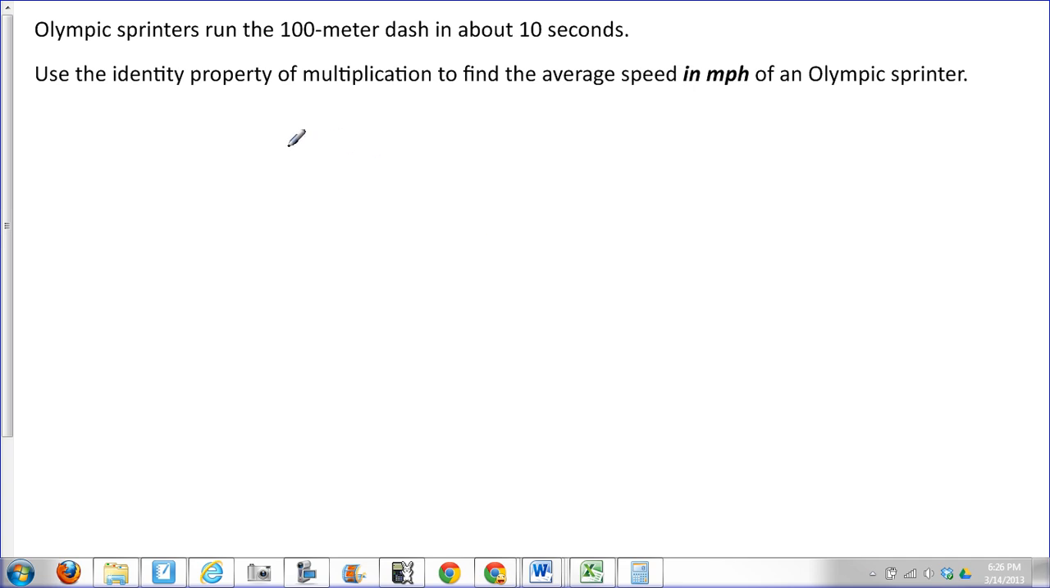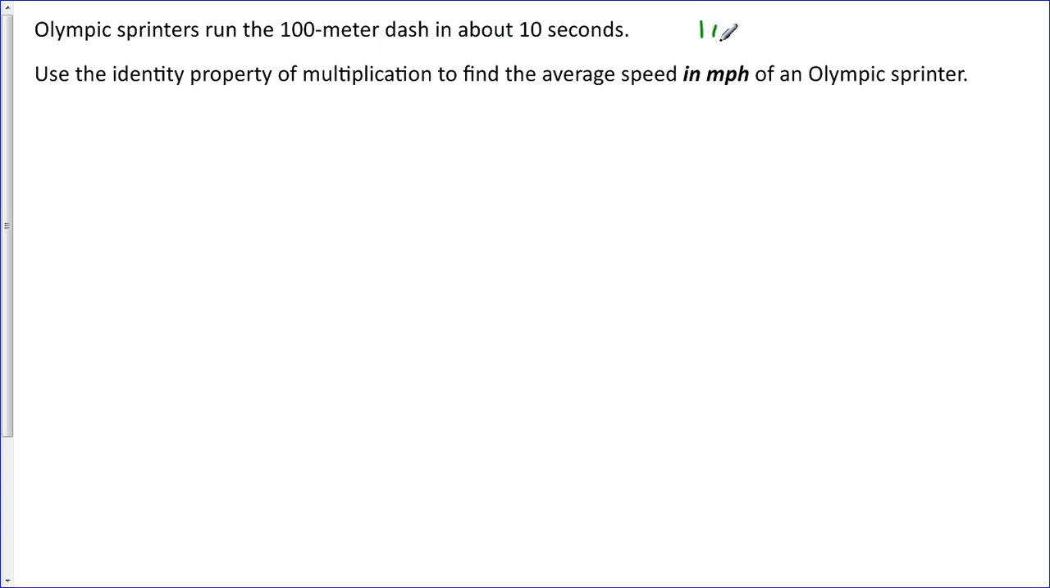Olympic sprinters are pretty fast. They can run 100 meters in about 10 seconds. That's about 10 meters every second, a speed of about 10 meters per second. We want to convert that to miles per hour, though.